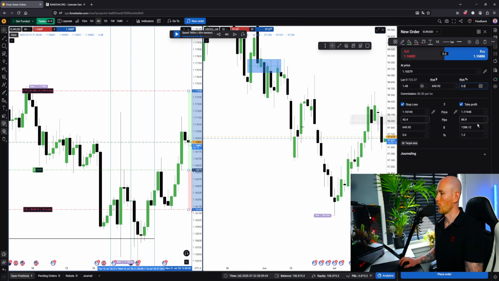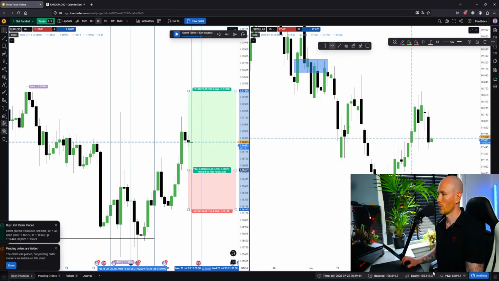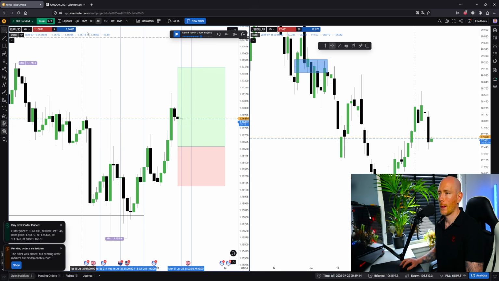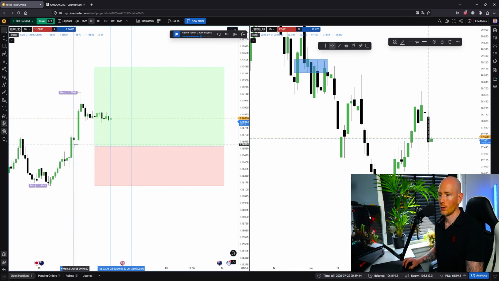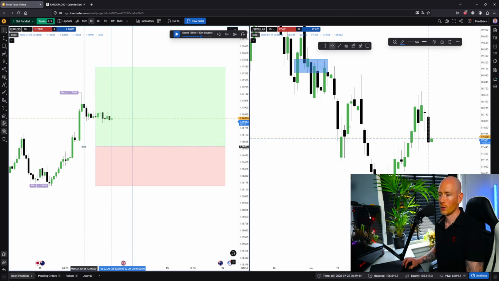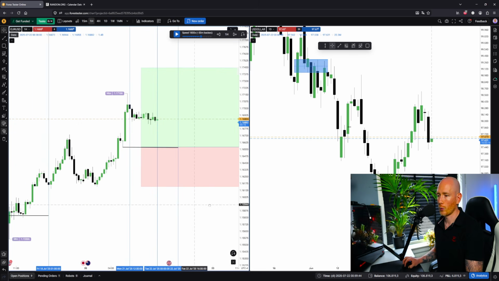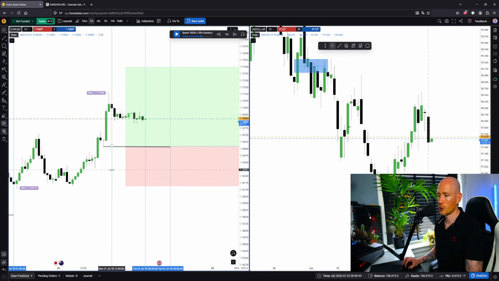So our TP will be 1286, which will finish off the challenge, including commissions. Look at that. This is a vertical line. I click the vertical line every time. We want this, right? Order pairing low. That's where my limit is.